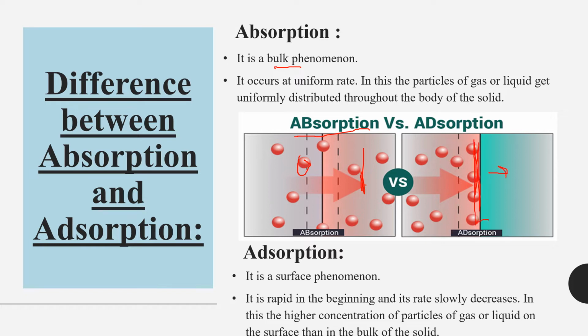You can see in the figure also. In case of absorption, all the molecules can move from the surface to the other part of the body, in a uniform manner. But in case of adsorption, the molecules of gas and liquids can only accumulate up to the surface of the solid. So this is the difference between the absorption process and the adsorption process. As our chapter is surface chemistry, we will talk about adsorption in this case.